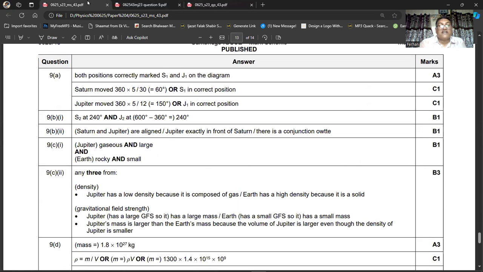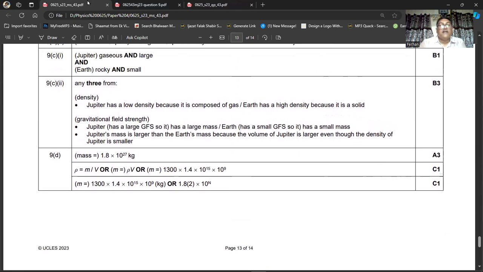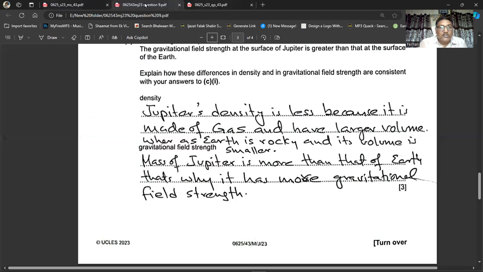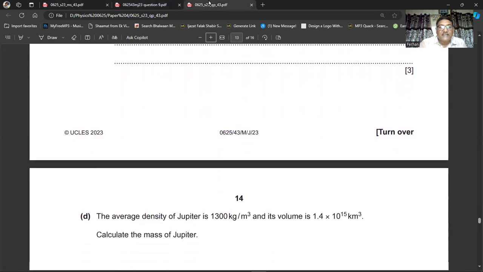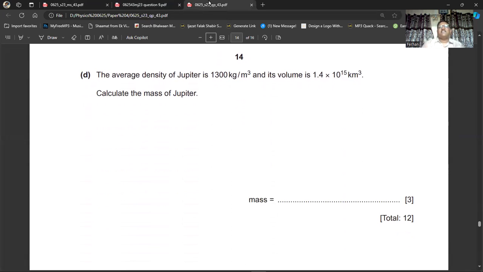This is my answer. If you look at the marking scheme carefully, question number 9C, second part, the marking scheme is showing up here. So you can read this marking scheme. I have already checked my answers with this. Okay, so this was question number 9C, second part. Now we are going to the next part. That is question number 9, and it's the D part.